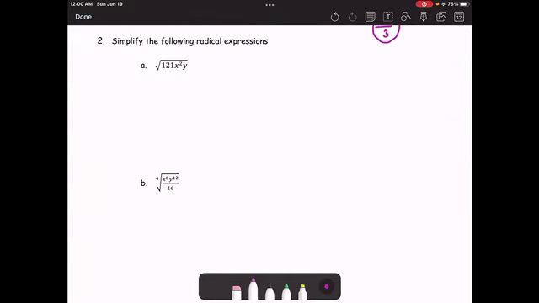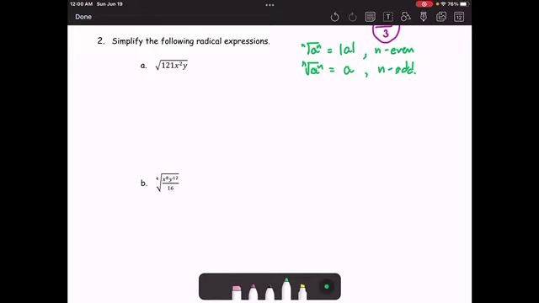Next example, we are going to simplify the following radical expressions. Keep in mind, we're going to stick with the property that the n root of a to the power n equals the absolute value of a for n as an even number. The n root of a to the power n equals a for n as an odd natural number.